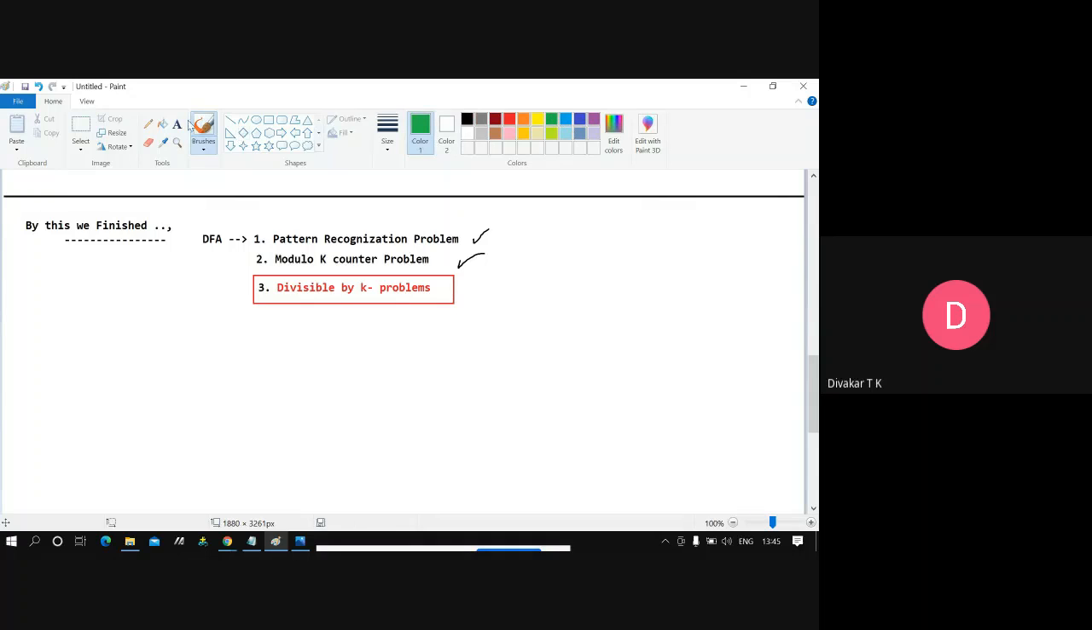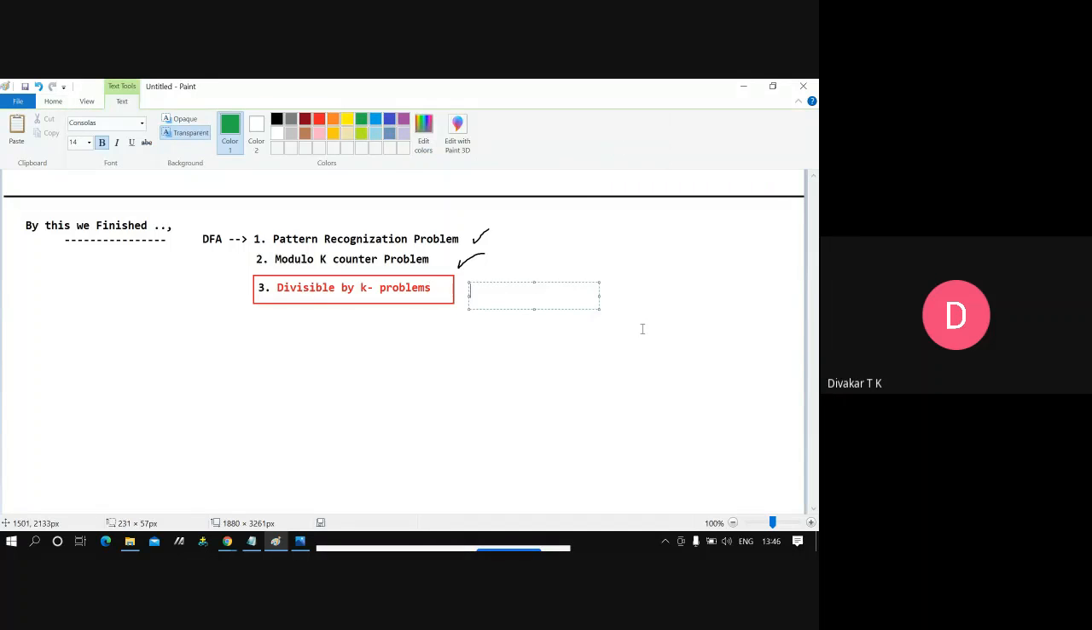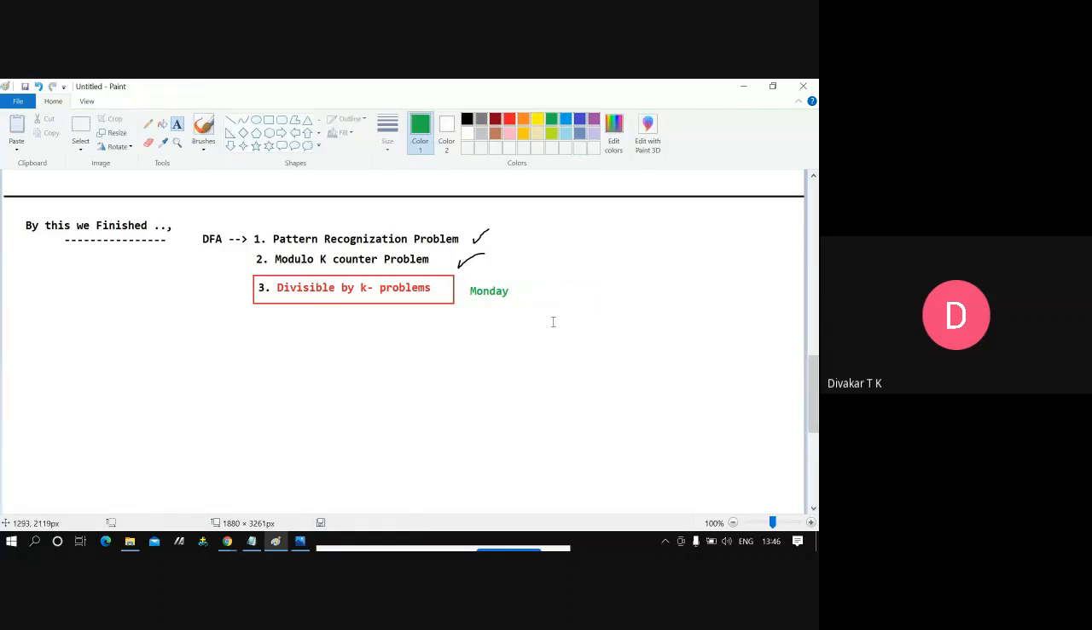When we are doing it on Monday, we are completing it, only two problems are there, two assignments I will give. So we are completing that part also on Monday. It is a very small concept, divisible by k problems. If I missed, I cannot help you, guys. And I told you clearly there is no repetition class in the offline.